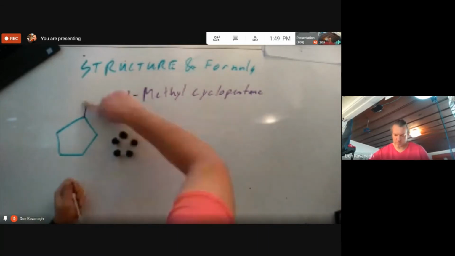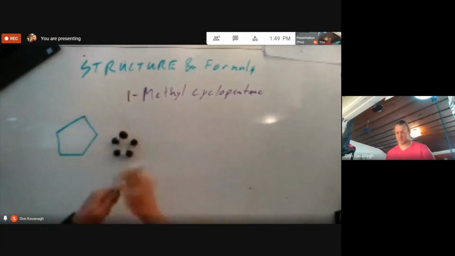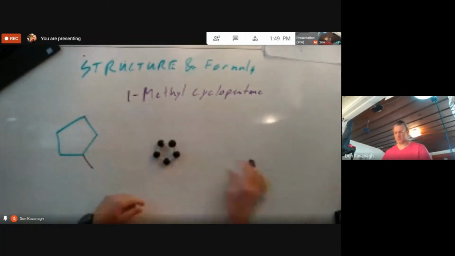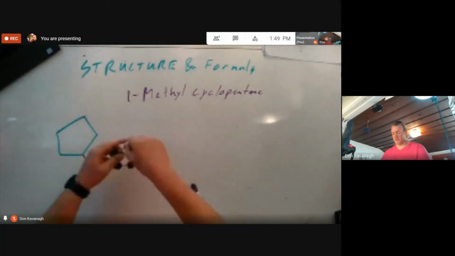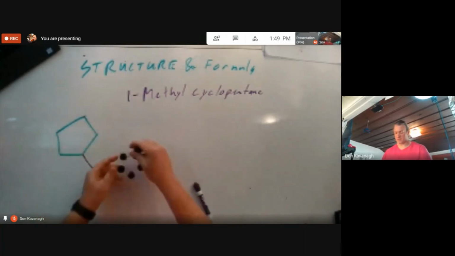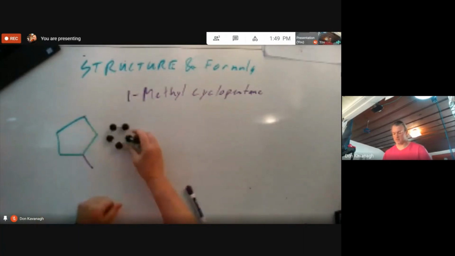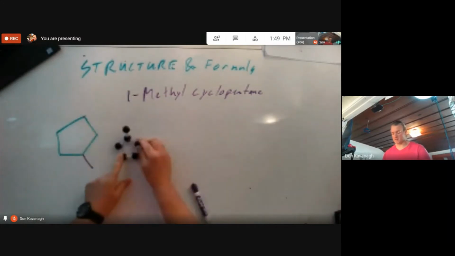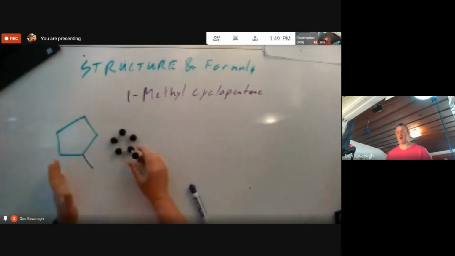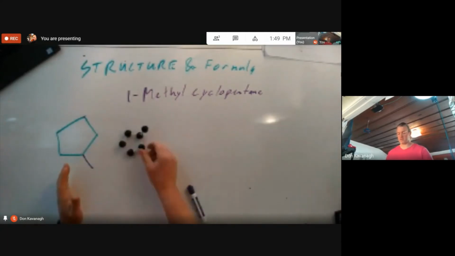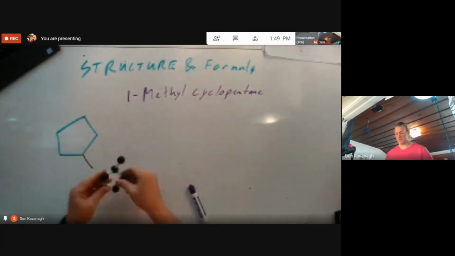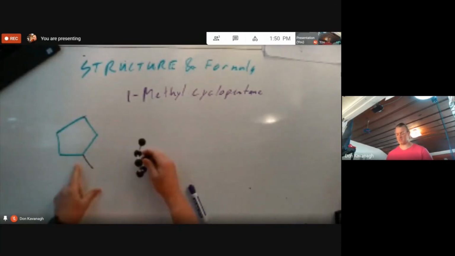Now, if we move this methyl around, let's say we put this methyl here. We didn't do anything to the structure. It's still the same compound. We've just turned it. Remember, these molecules are moving all the time. So just because we move this substituent, it's still methylcyclopentane.